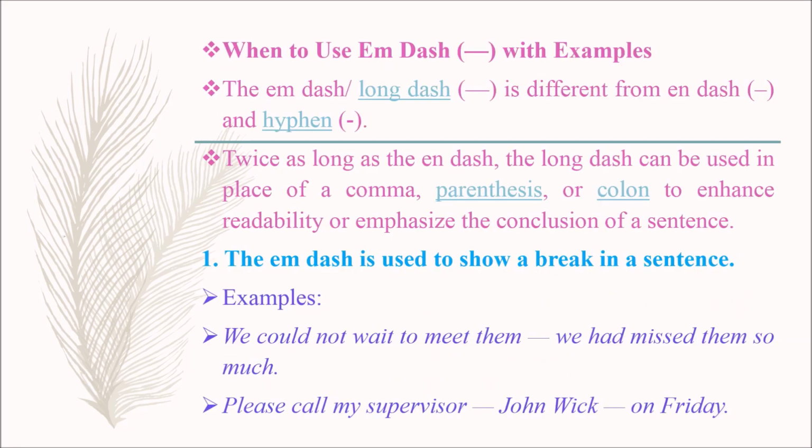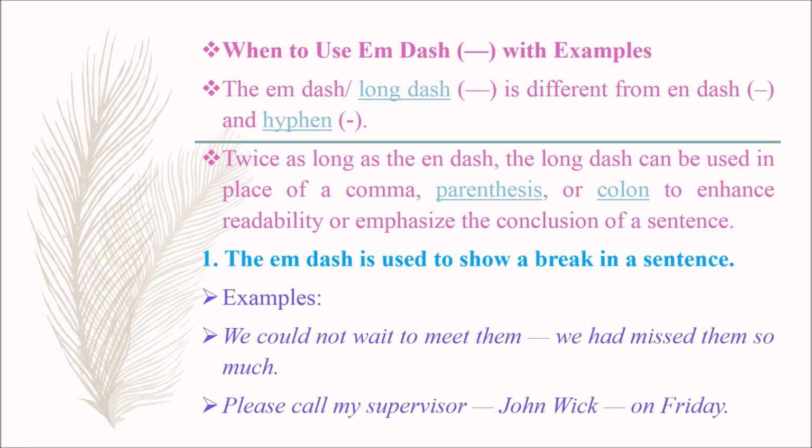Students, now let's see when to use the em dash with examples. The em dash, otherwise called the long dash, is different from the en dash and hyphen, and is twice as long as the en dash. The long dash can be used in place of a comma, parenthesis or colon to enhance readability or emphasize the conclusion of a sentence.